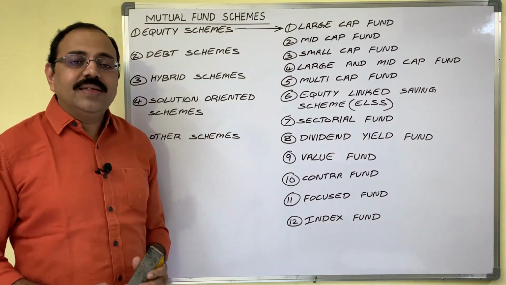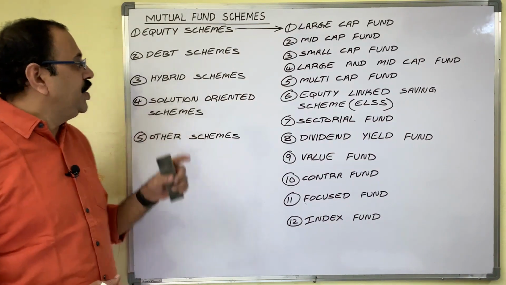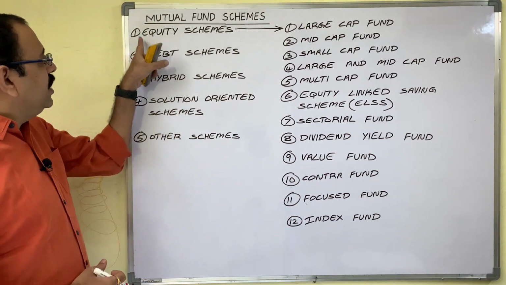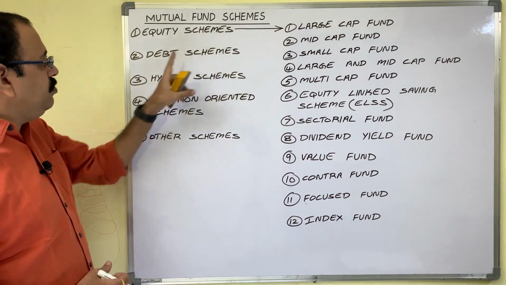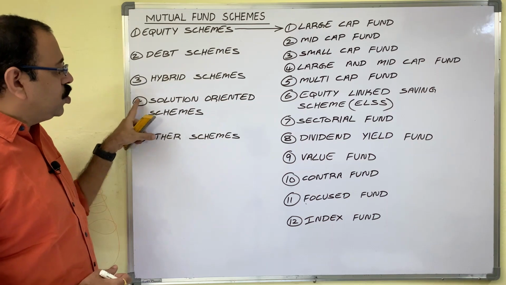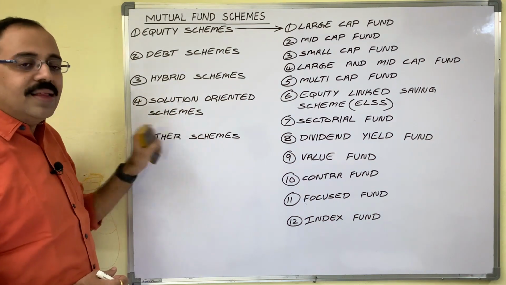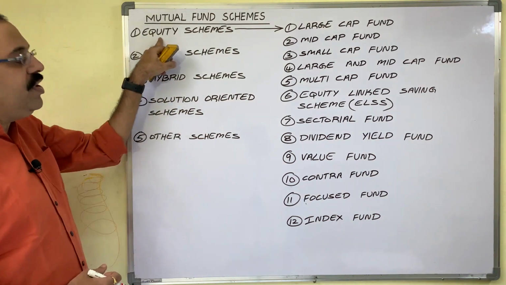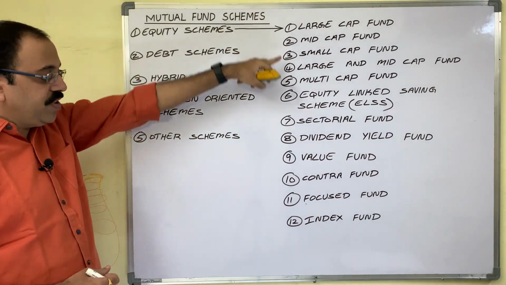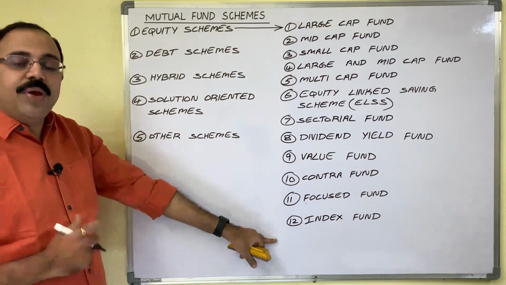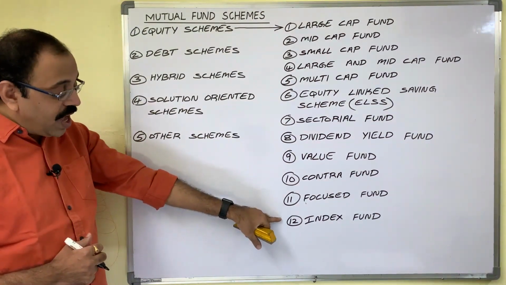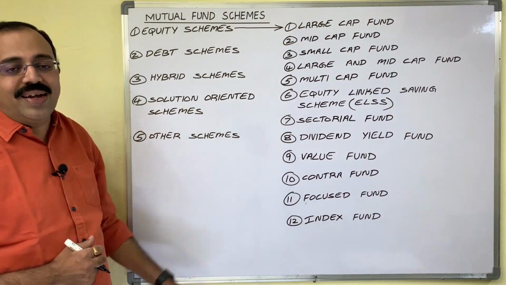Hi friends, SEBI categorized mutual funds into these 5 types: equity schemes, debt schemes, hybrid schemes, solution oriented schemes, other schemes. And equity schemes are further classified into 12 types. Present video is about the last one, index fund.